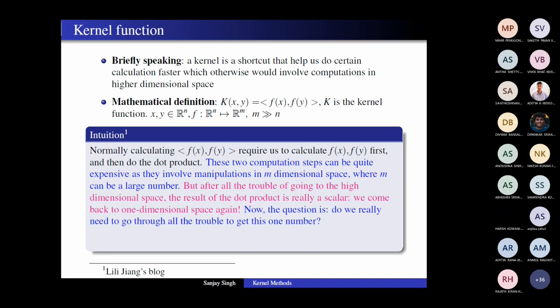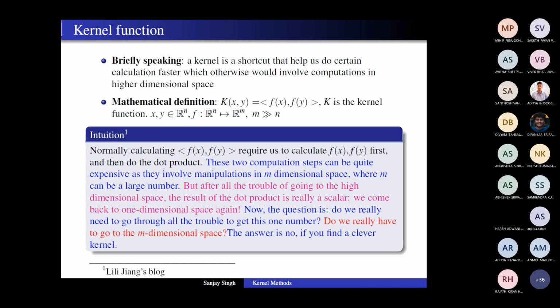Now the question is, do we really need to go through all the trouble to get this one number? Definitely not in this way. Do we really have to go to m-dimensional space in the first place? The answer is no, if you find a clever kernel. If you find a clever kernel. This particular statement, this intuition, I kept in a different color just to give you the idea, one by one, of how we are going to do all these things.